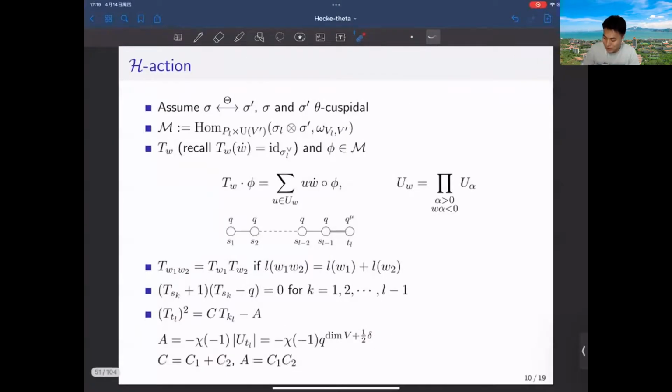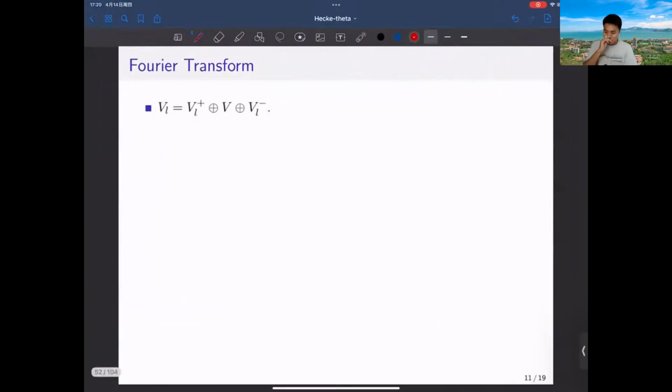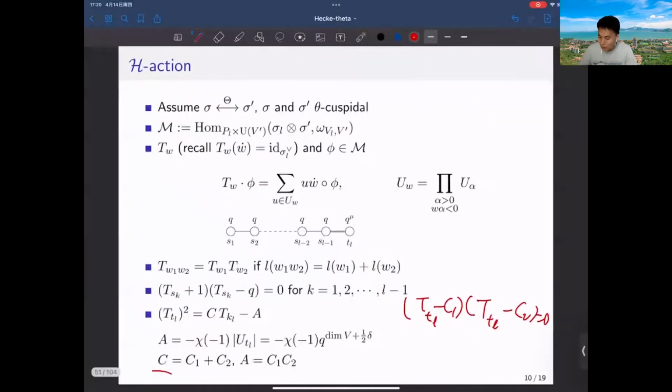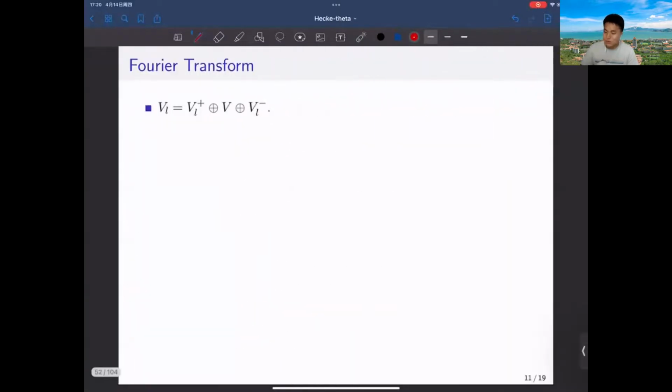And then C, so basically you have the quadratic relation that T minus D1. You want to find a quadratic relation like this, right? And so what you do is basically multiply them out. You will see that C is equal to C1 plus C2 and A is C1 times C2. Okay, so how do we determine C1 and C2?